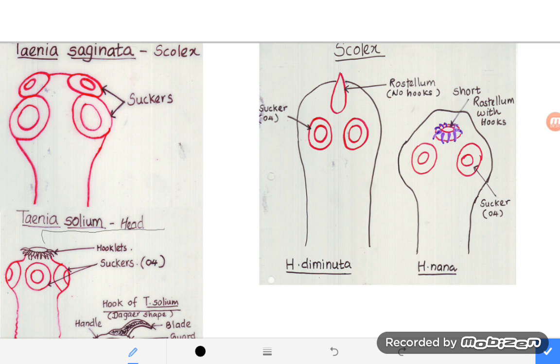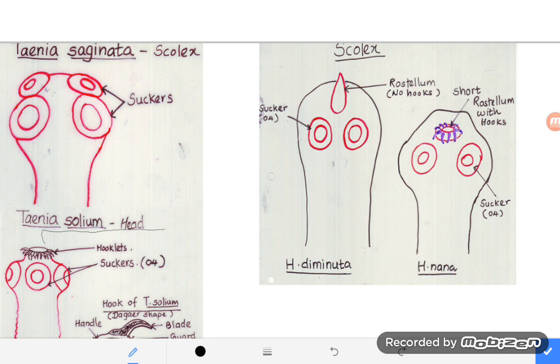Echinococcus granulosus also has similar scolex morphology, similar to Taenia solium. Then when we consider Hymenolepis diminuta and Hymenolepis nana, compared with Hymenolepis species, the Taenia species is very important, because Taenia solium is very dangerous compared with even Taenia saginata or Hymenolepis.